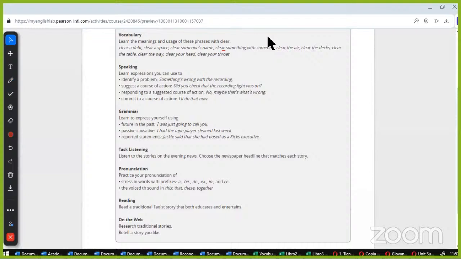Grammar. Learn to express yourself using future in the past. I was just going to call you. Passive causative. I had the tape player cleaned last week. Reported statements. Jackie said that she had posed as a Kicks executive. Task listening. Listen to the stories of the evening news. Choose the newspaper headline that matches each story. Pronunciation. Practice your pronunciation of stressing words with prefixes a, b, d, x, in, and re.